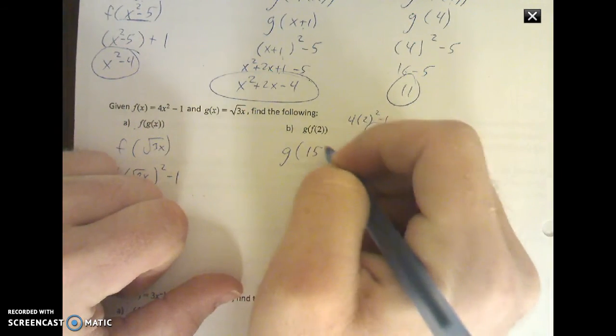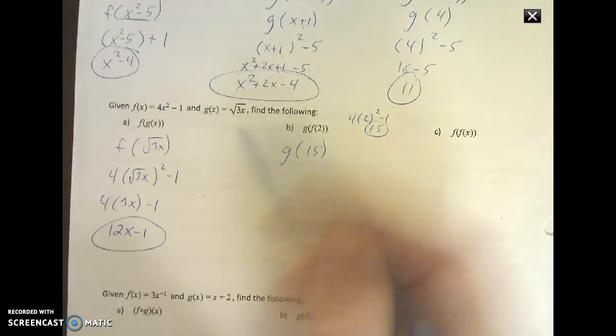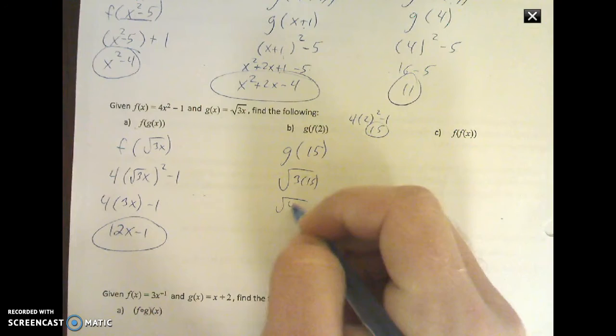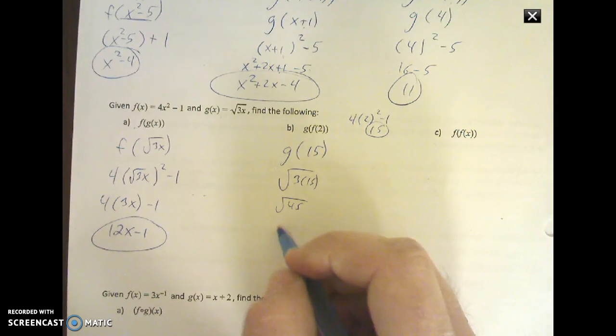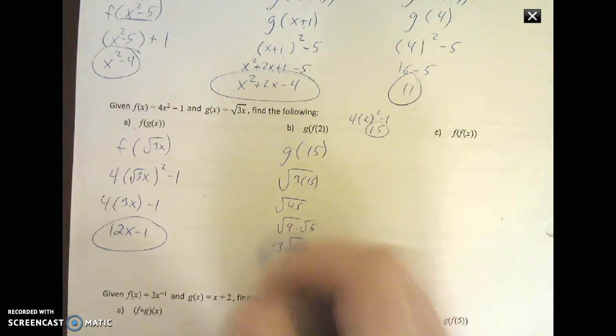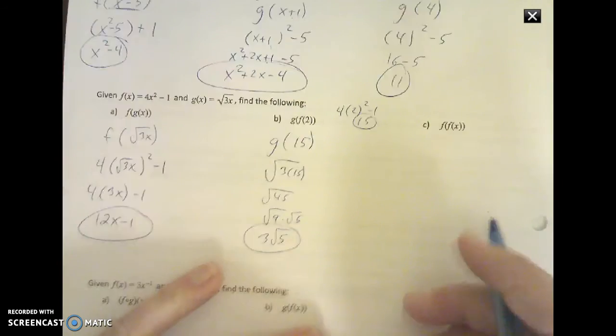Bring this down. Now, I'm plugging this into my g. Square root of 3 times 15. Square root of 45. I can break that down to be root 9 times root 5. 3 root 5. Okay? Just a little bit of simplifying down square roots. Good little review for you.